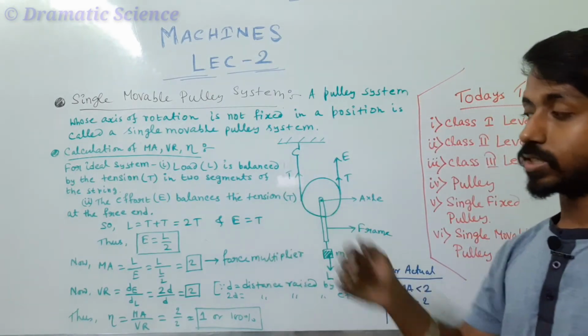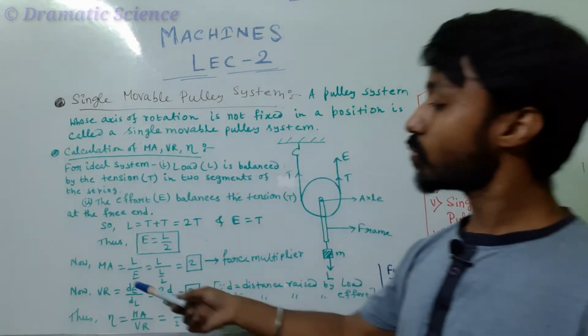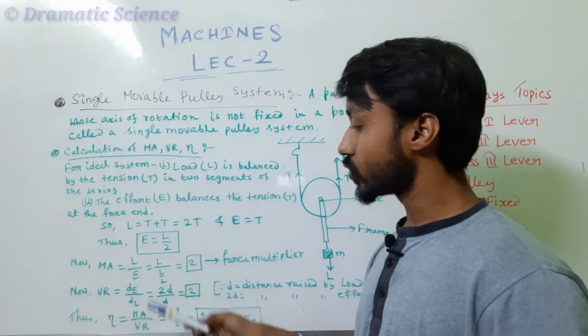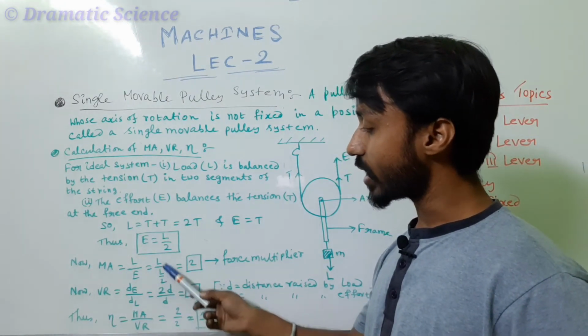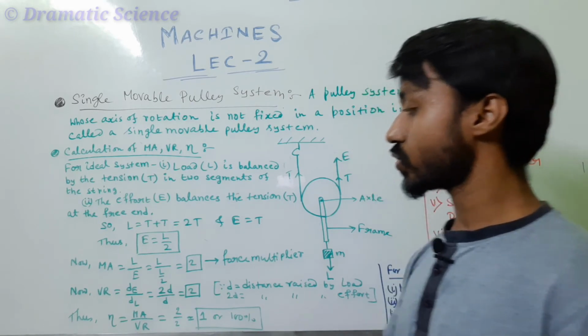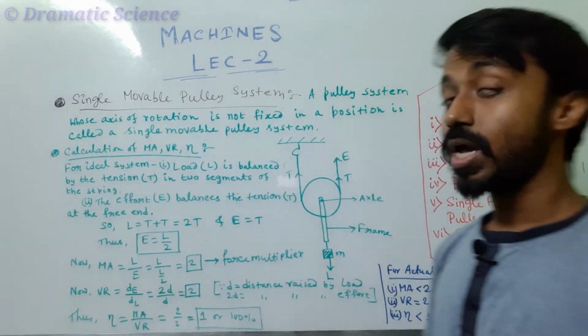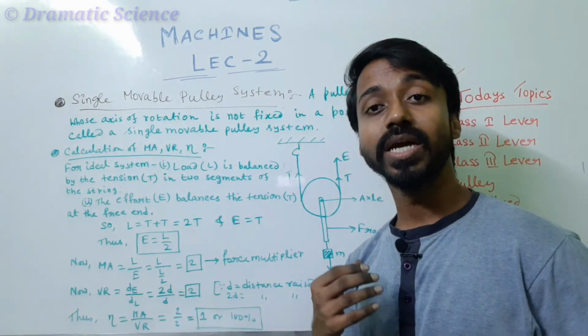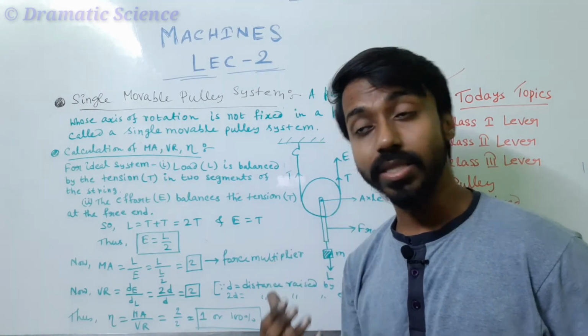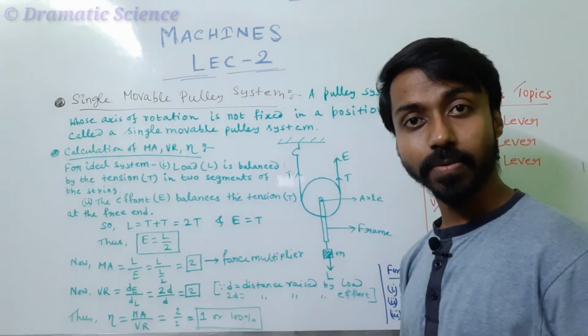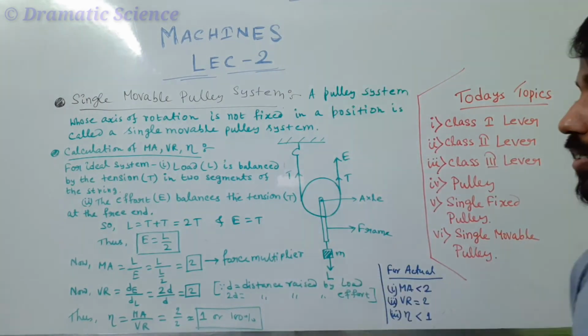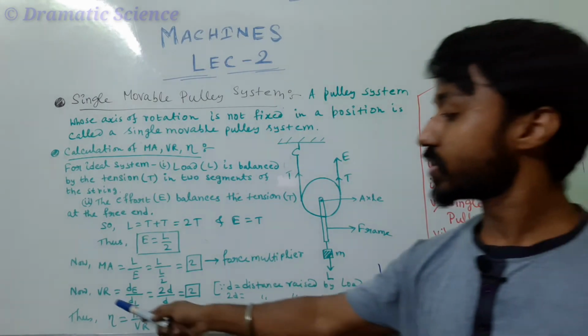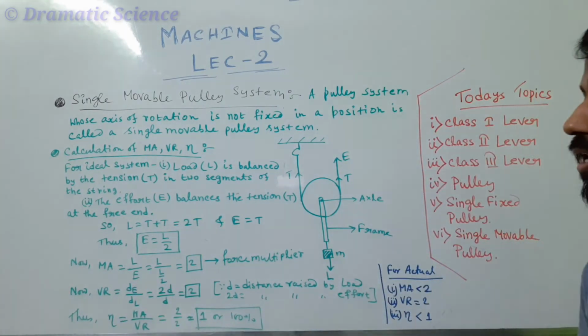Okay. Okay, what is the mechanical advantage? The formula is load by effort. So effort is L/2, L cancels, and 2 goes up. So mechanical advantage is 2, and eventually mechanical advantage is greater than 1. That means it's a force multiplier. Okay, see, force multiplier.